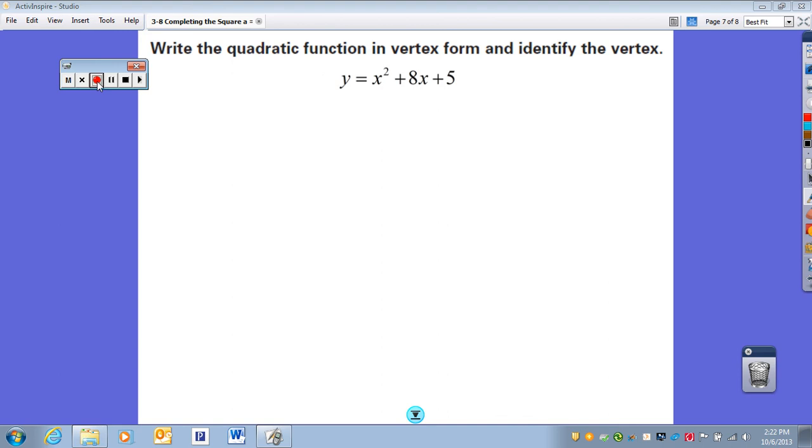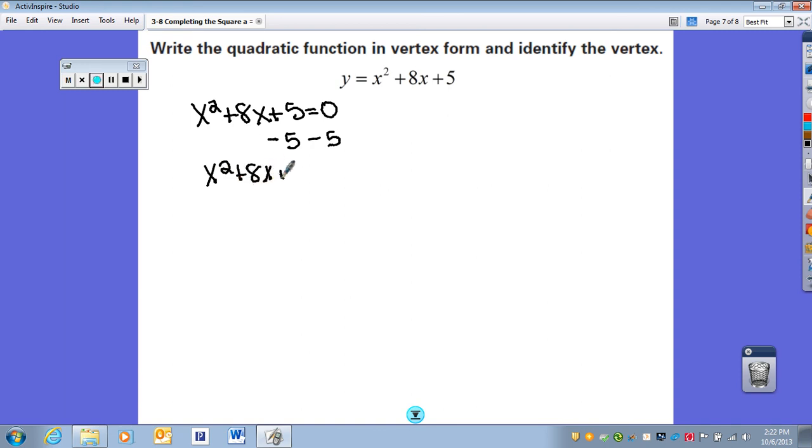Let's try another example. We're going to set this equal to 0, and we'll start with completing the square method to finding the vertex form. So we're going to subtract 5 from both sides. We'll rewrite the quadratic function with a blank so that we may complete the square and find the perfect square trinomial. We'll take the b, which is 8, divided by 2, which is 4, and so we will add 16 to both sides.